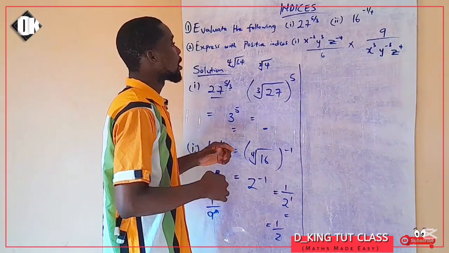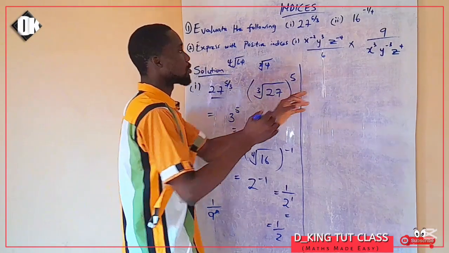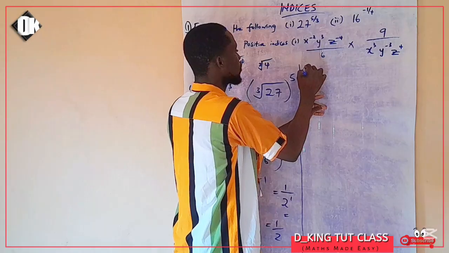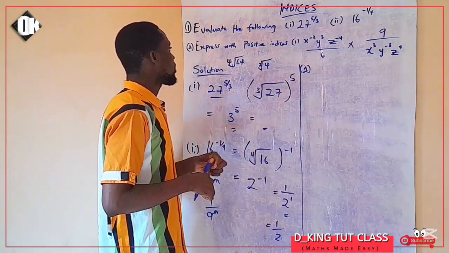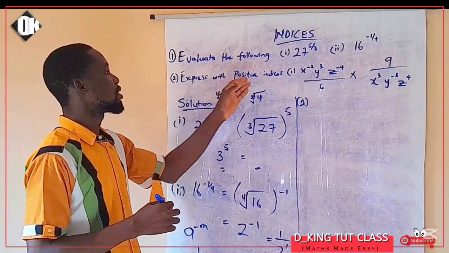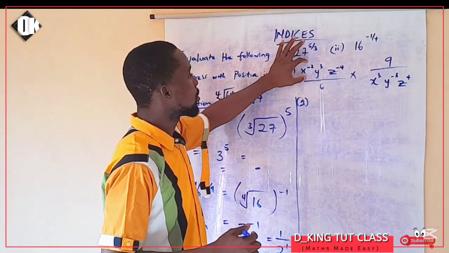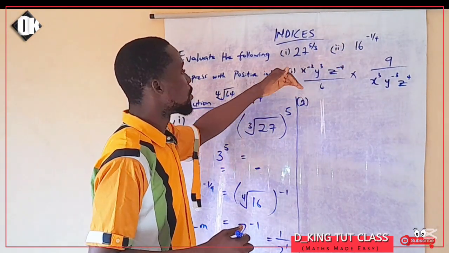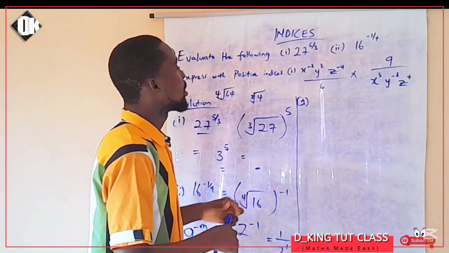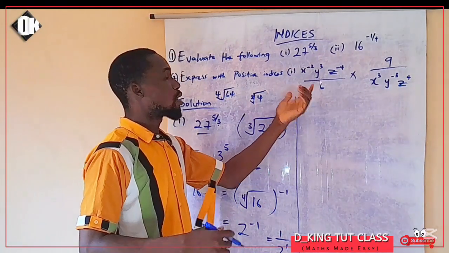Now, finally, I have number 2 question. The question says express with positive indices. Which implies that all these powers must be positive at the end of my answer. So how do I go about it?